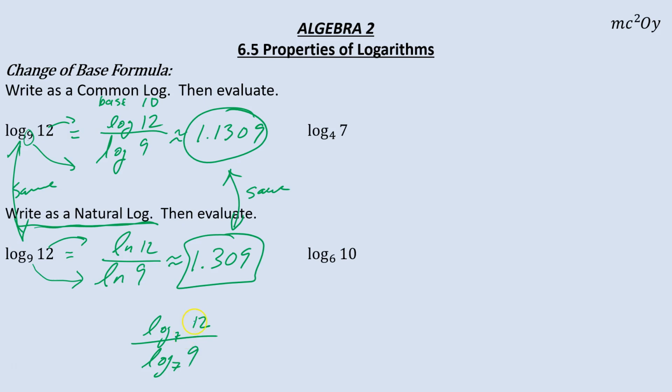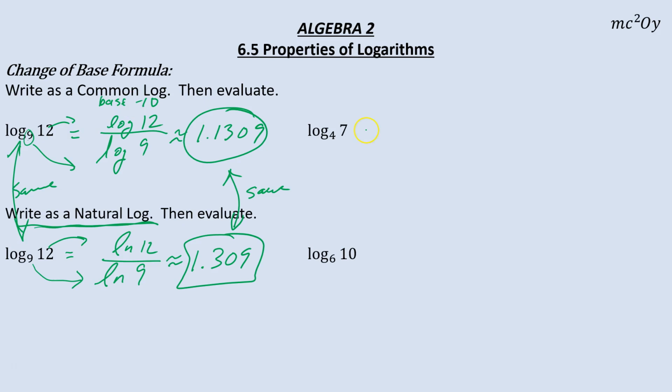Just the problem is, I don't know what log base 7 of 12 is, and I don't have a calculator to help me with that. And I don't know what log base 7 of 9 is, and my calculator doesn't work in that. So I'm not going to use that one. That's why I use natural log or common log, because my calculators work in those.